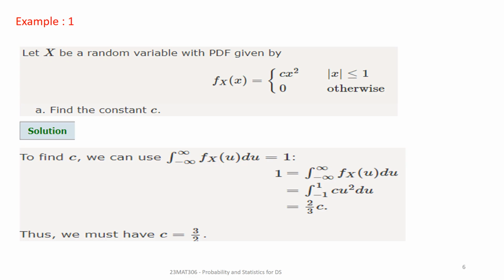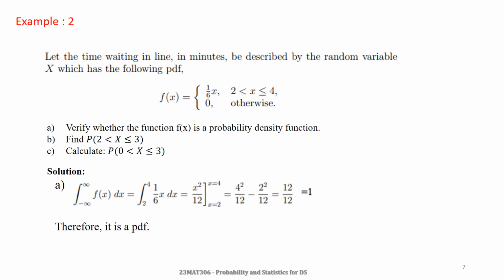The next one: let the time waiting in line in minutes be described by the random variable x, which follows the following probability density function. We have to verify whether the function is a probability density function. So to verify whether the function is a probability density function or not, the condition is that the total probability is always equal to 1. When we solve and get the answer to be 1, the condition is verified here.